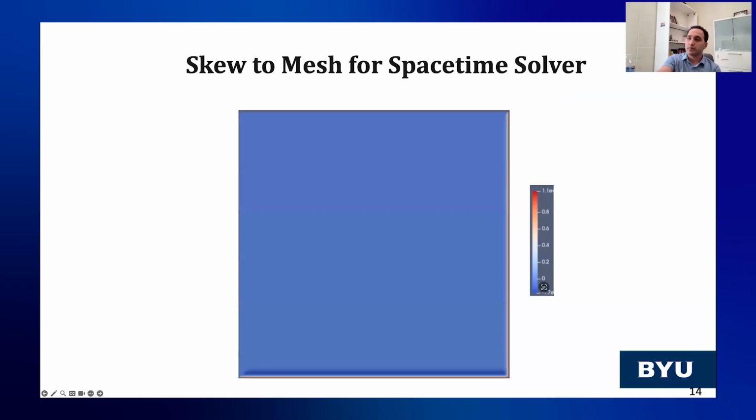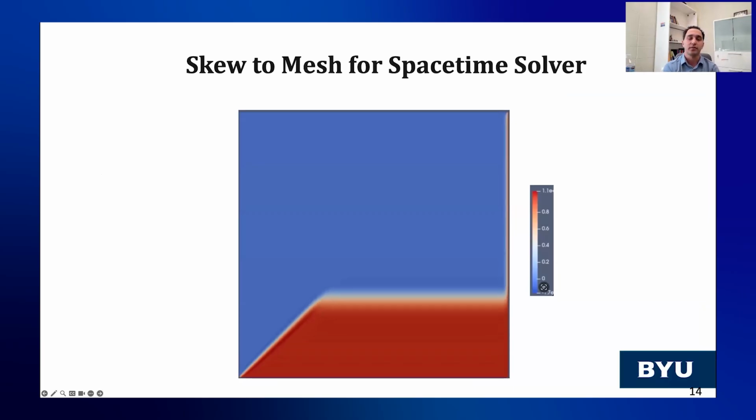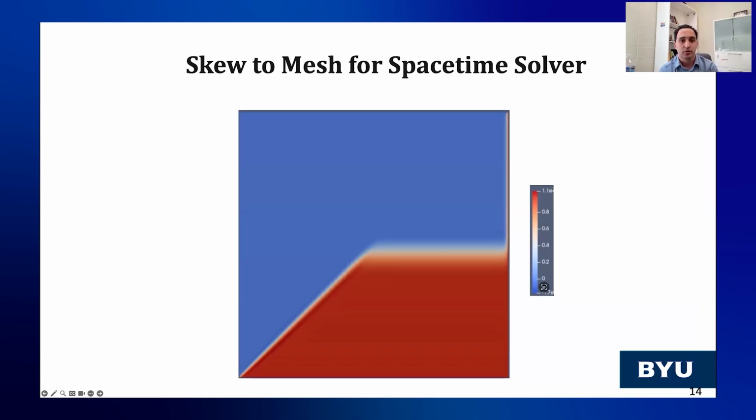And this is a video for our skewed-to-the-mesh problem with the space-time solver. As you can see here, you can see some oscillation due to the discontinuous behavior, but we are keeping the appropriate boundary conditions and also approaching the steady-state solutions. I need to mention that we are solving for a very fine mesh in both space and time.